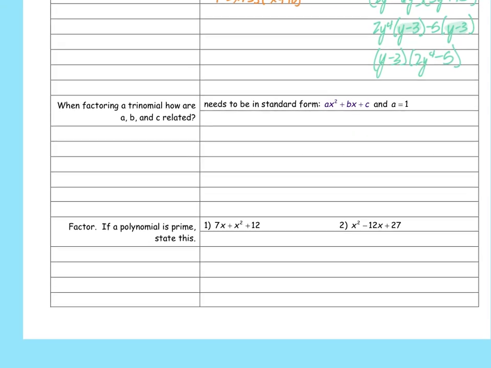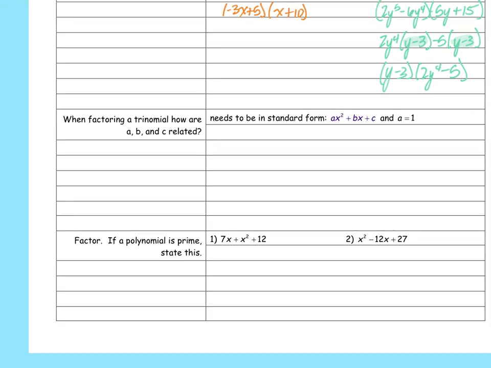So it says when factoring a trinomial, which is 3 terms, ax squared plus bx plus c right here, it has to be in standard form. So it needs to be in this form, all on the same side of the equal sign if there's ever an equal sign. And for right now, we're talking about a equaling 1, so just an x squared by itself. So how are they related?